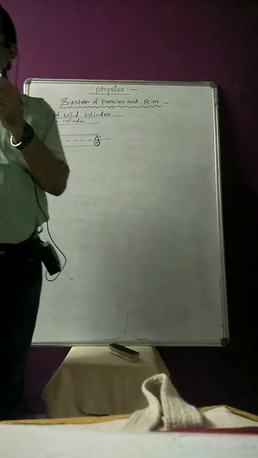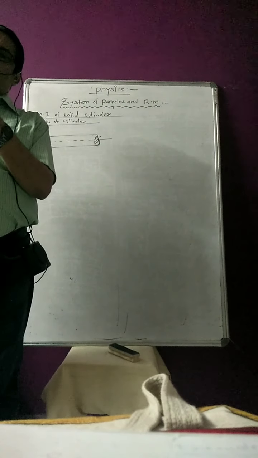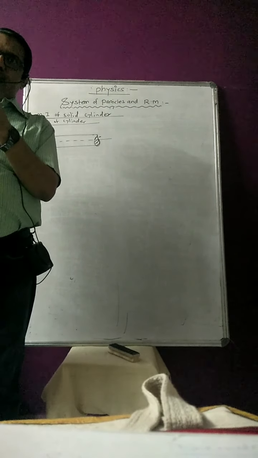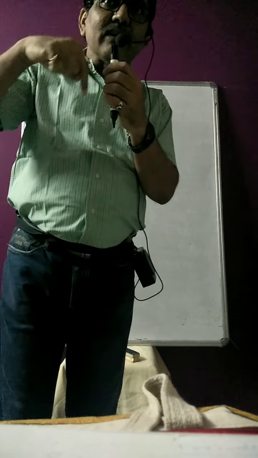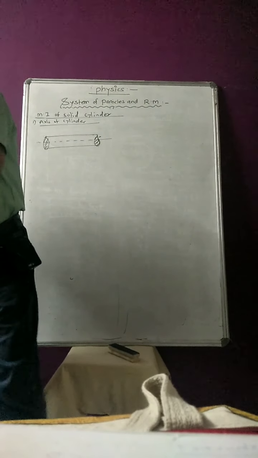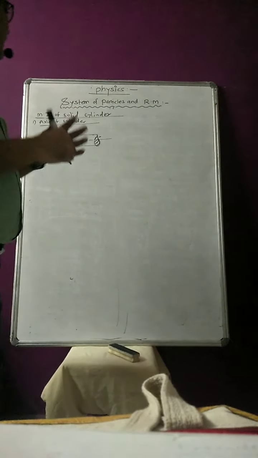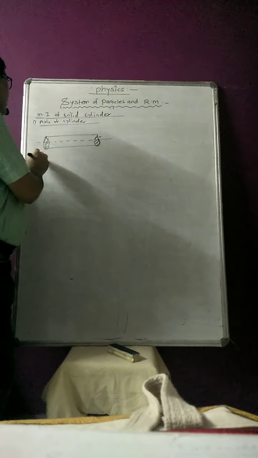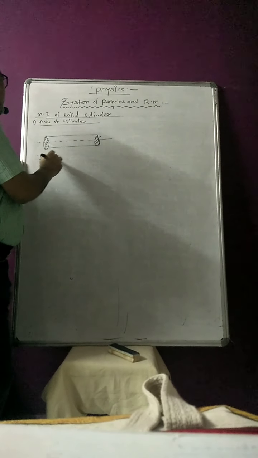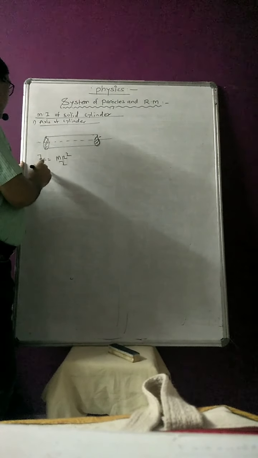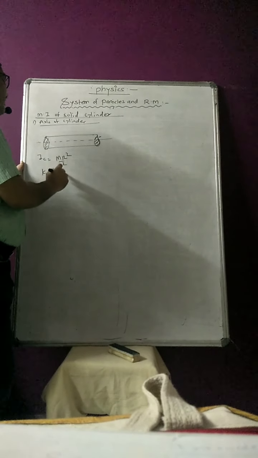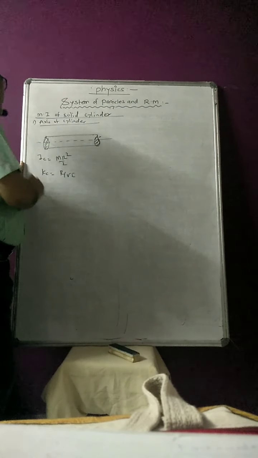The moment of inertia of the disc about an axis passing through the center and perpendicular to its plane will be MR square by 2. So I_C is equal to MR square by 2. Therefore, what will be the radius of gyration? The M will get cancelled, so it is R by root 2. That is the first case.